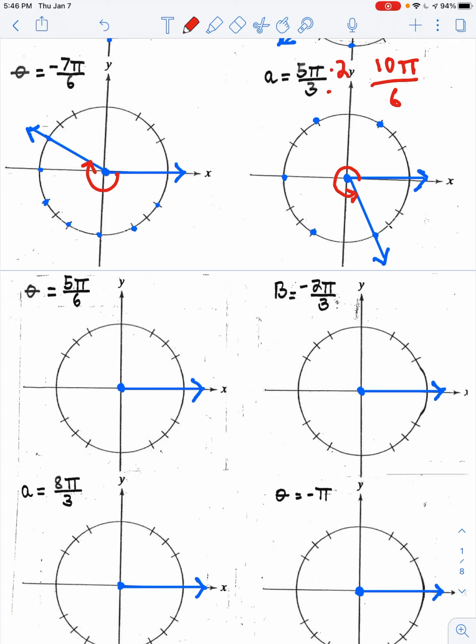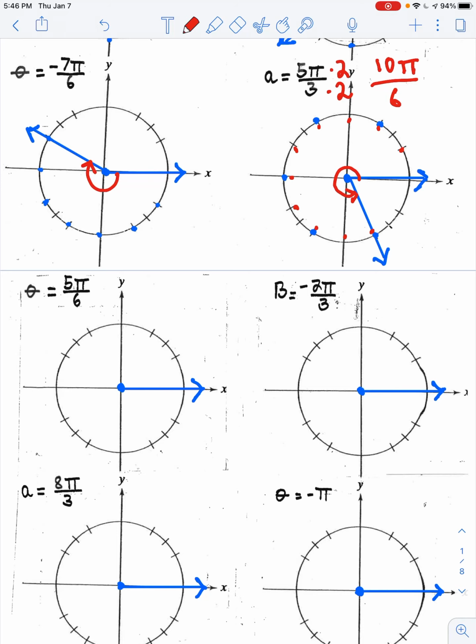Some people do like to convert 5 pi over 3 to 10 pi over 6 by multiplying the numerator and denominator by 2. If you do that, then you can count 1 multiple of pi over 6, 2 multiples of pi over 6, 3, 4, 5, 6, 7, 8, 9, 10. So if that's easier to count multiples of pi over 6, that would be a different way of doing that.